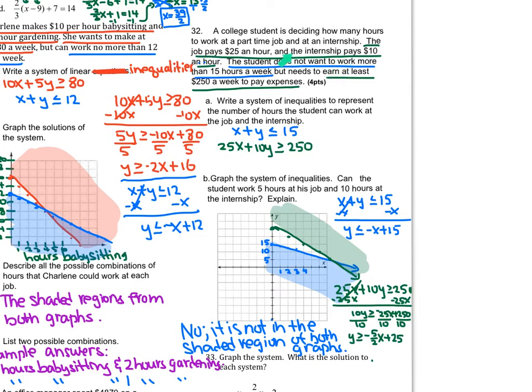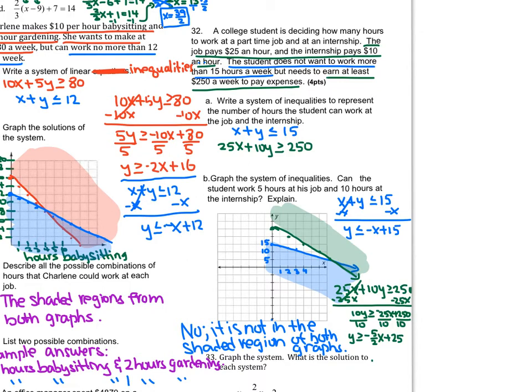On number 32, you can tell that the job pays $25 an hour and an internship pays $10 an hour. The student does not want to work more than 15 hours a week. That means this is an inequality. They're telling you that he cannot work more than 15. But he can work less than 15 or equal to 15, which is in this blue section here, you can tell that it's less than or equal to.